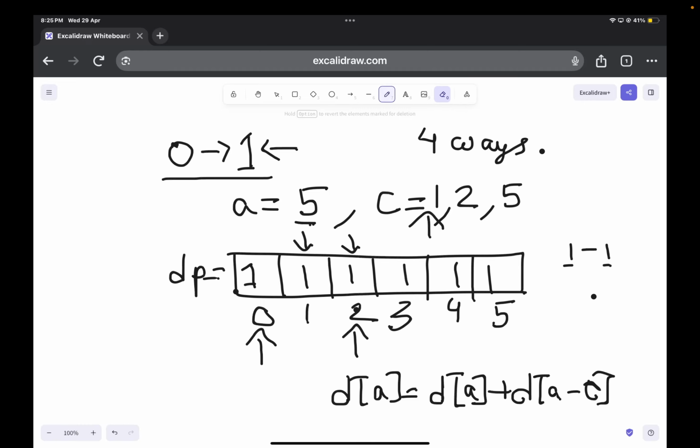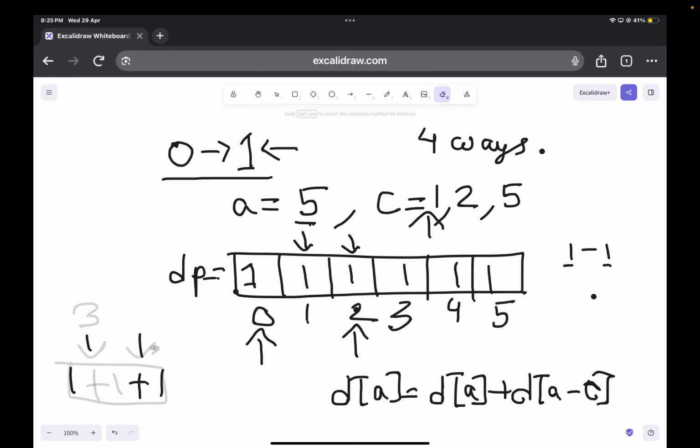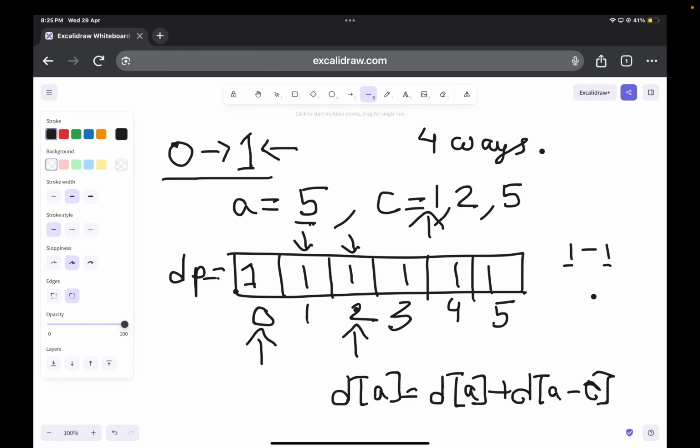So you have only 1 rupee. I am asking you 3 rupees. You have only 1 rupee, so what will you do? 1 plus 1 plus 1. This is just one way. Clear? Yes, sir. Okay. Now see, I will go to 2.